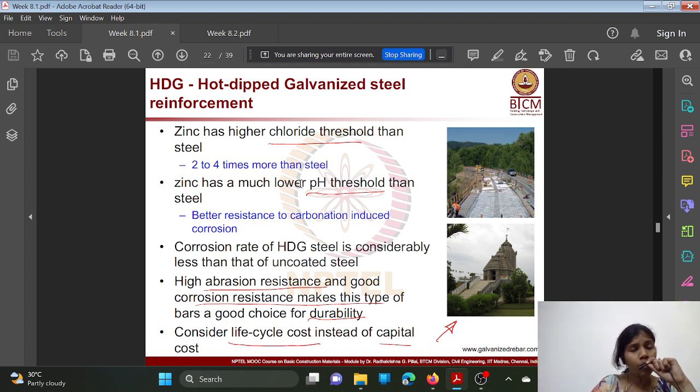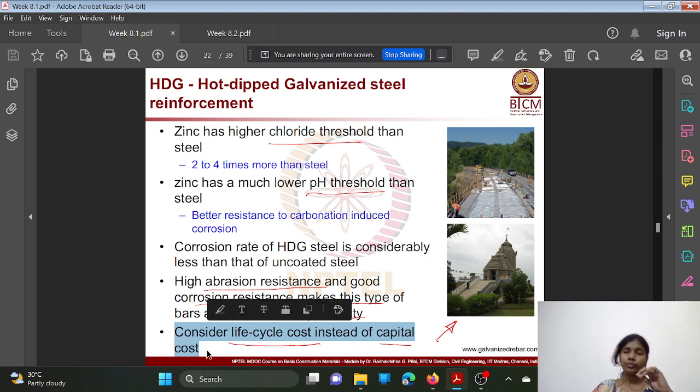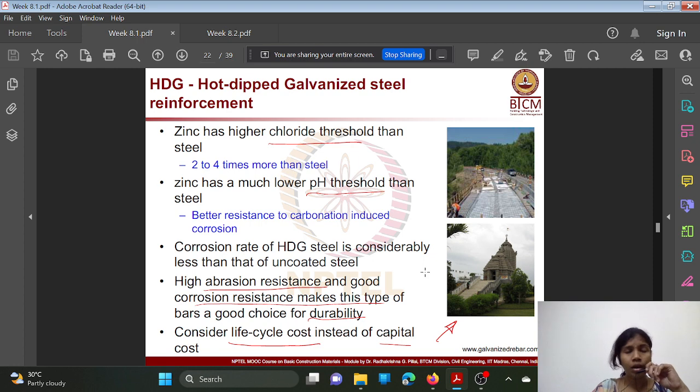It is costlier than the normal non-metallic coated rebars or uncoated rebars. But you can see this point. See, consider life cycle cost instead of capital cost. Even if the capital cost is higher, the life cycle cost will be more effective. That means it will have higher lifetime than the normal uncoated bars.